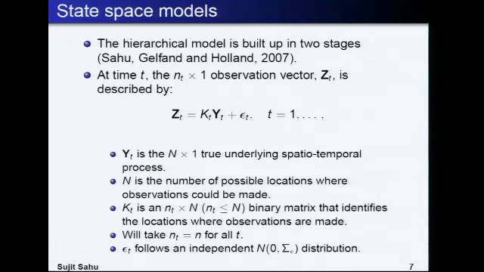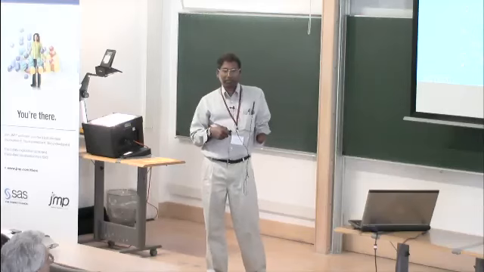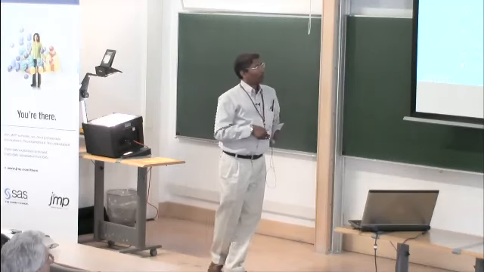This is a model that we follow up from one of our ozone modeling papers in JASA 2007. At time t, we have observation vector Z_t, which is K_t Y_t plus epsilon_t. This Y_t is the n by 1 true underlying spatiotemporal process. So this is basically observation equals truth plus error, which is there in all sorts of hierarchical modeling. And K_t is the binary incidence matrix. It identifies the locations where the observations are made, so K_t will have elements 1 or 0.